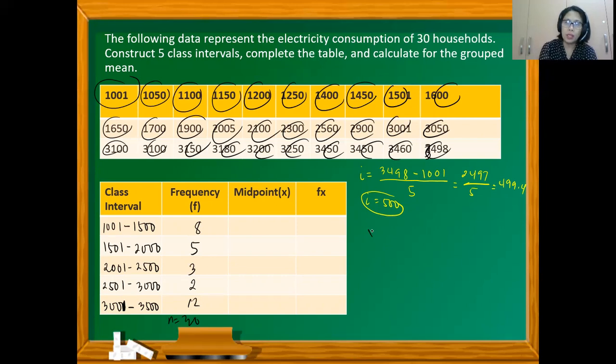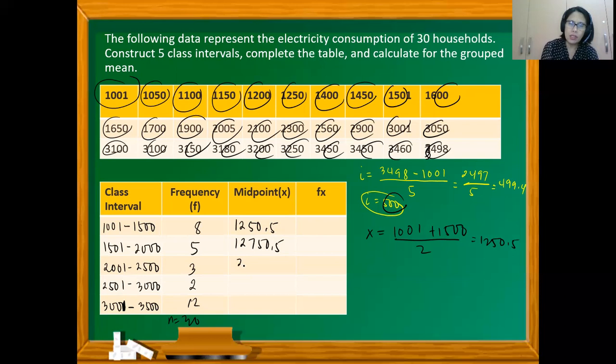Now the midpoint again is equal to 1,001 plus 1,500 divided by 2. So it's 1,250.5. So we will not do the same process there. We will just add 500, which is the i. So this is 1,750.5 plus 500. This is 2,250.5 plus 500. This is 2,750.5 plus 500 again. This is 3,250.5.